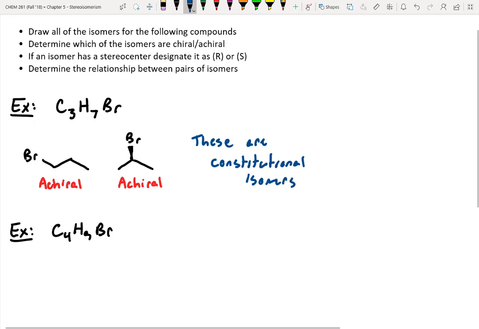Why don't we have to wedge or dash the first isomer? Yeah, that's a good question. The question was, why didn't we include dashes or wedges? If there are no stereocenters, having dashes and wedges doesn't really tell you anything. It's just more work, so oftentimes they're completely omitted from molecules that don't have stereocenters. Great question.